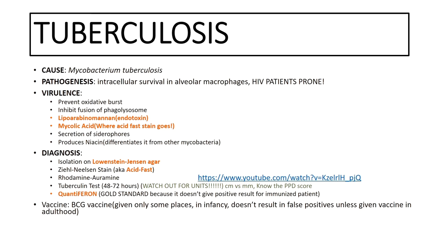It has an endotoxin known as lipoarabinomannan, which is different than LPS because this is Mycobacterium. This is not a gram-negative organism. It also has mycolic acid.